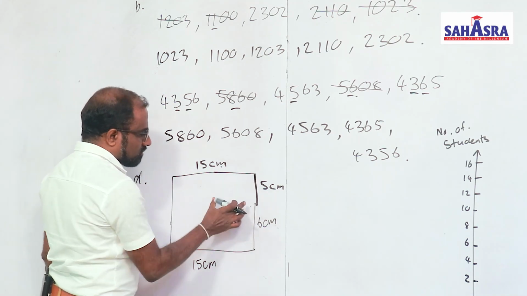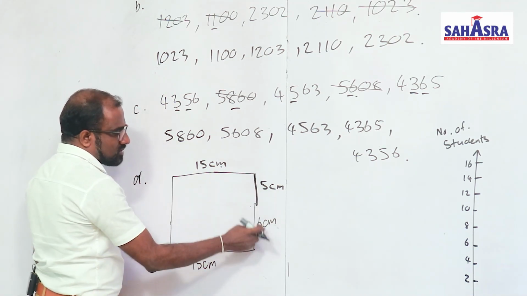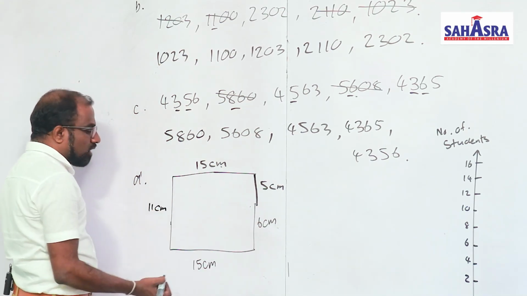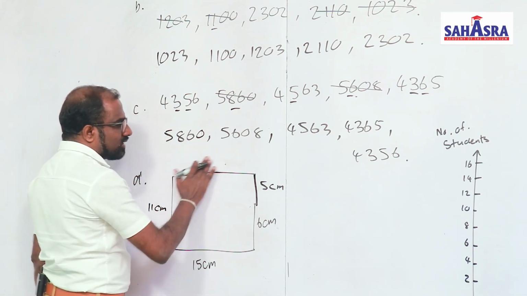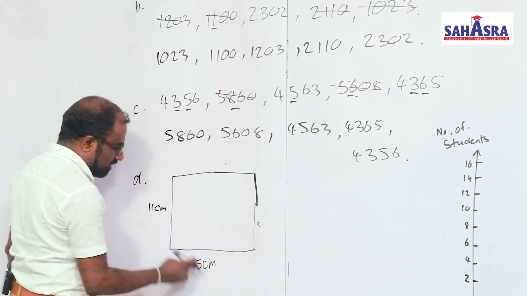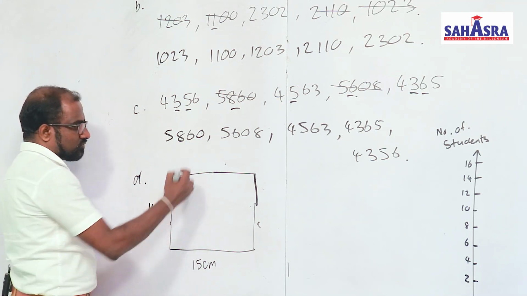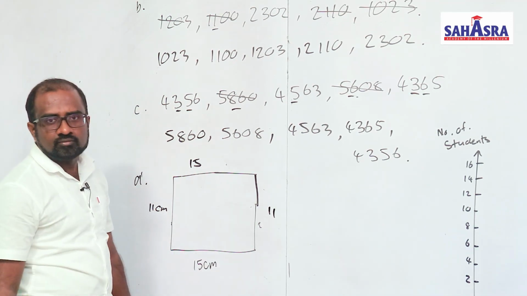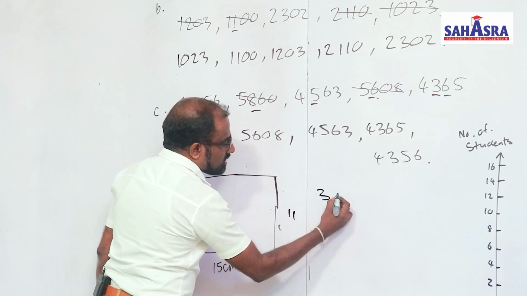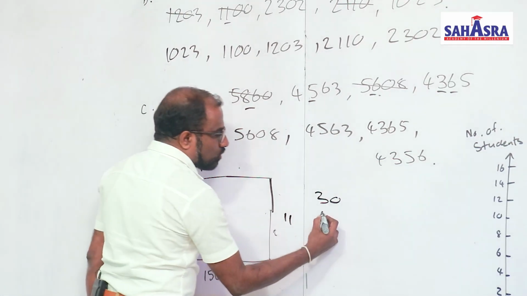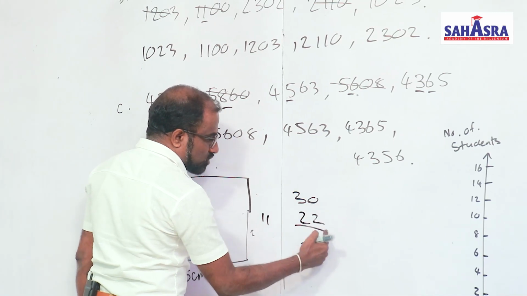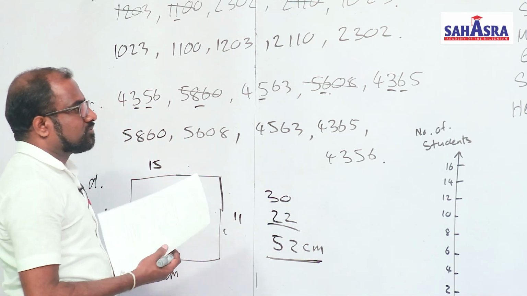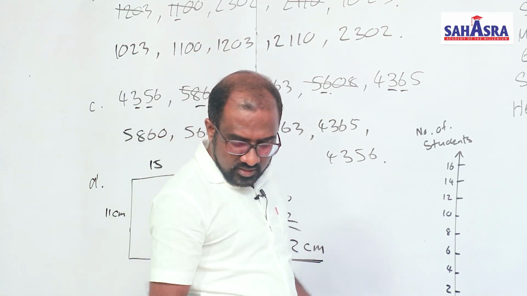So this side you bring here, this one you bring here, right? So now what's the total length of this side? 5 plus 6, 11 centimeters. So now you have a rectangle whose length is 15 and breadth is 11, right? So 15 plus 15, 30 centimeters, 11 plus 11, 22 centimeters, 30 plus 22, the perimeter of this figure should be 52 centimeters, right?